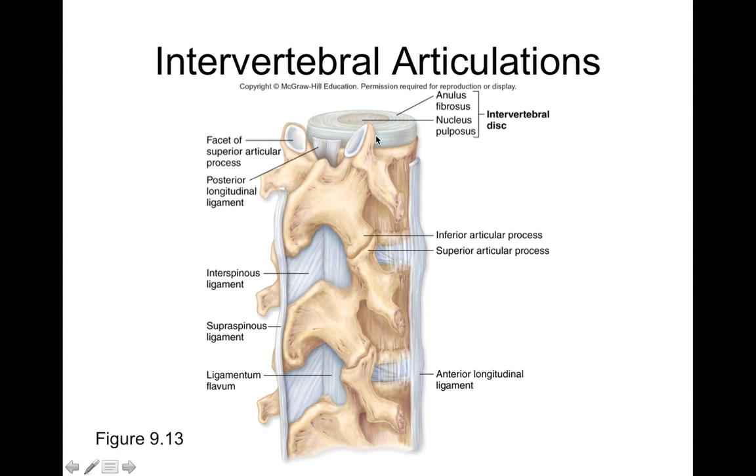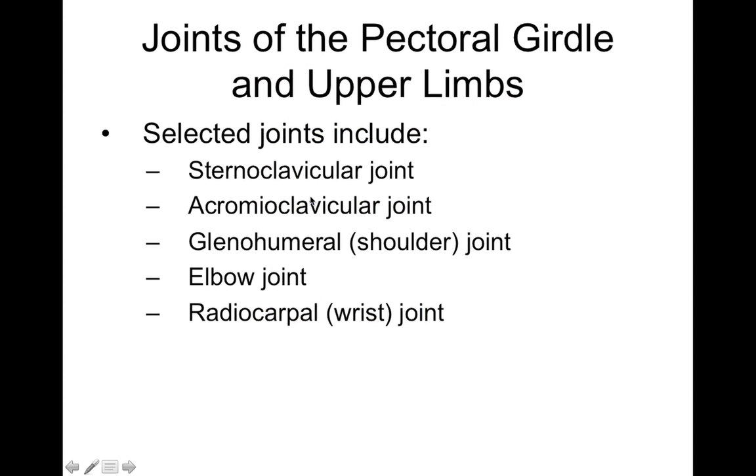That way, when you're walking around, your vertebrae aren't just rubbing up against each other, and they're cushioned by this nice intervertebral disc. Now, there are also ligaments that hold your vertebrae together. Otherwise they could just slide around. So we have supporting ligaments that help hold our vertebrae together, and you find these outside of the joint cavity. Now, some other joints of the upper limbs include the sternoclavicular and acromioclavicular joints.